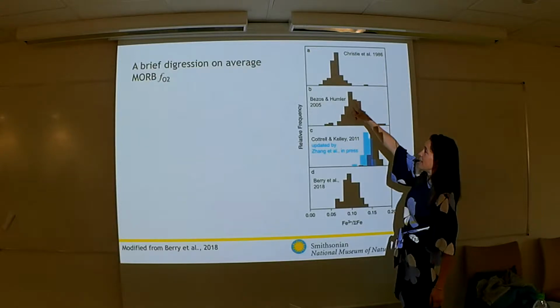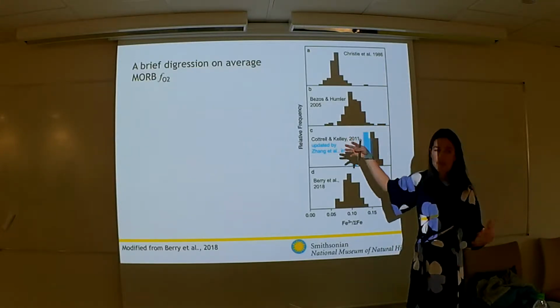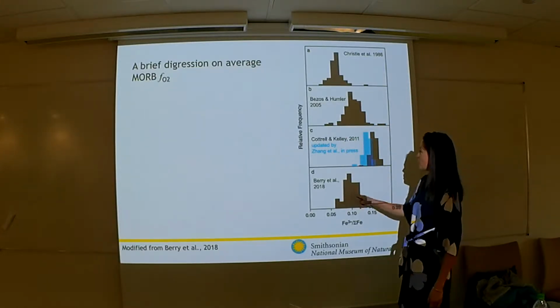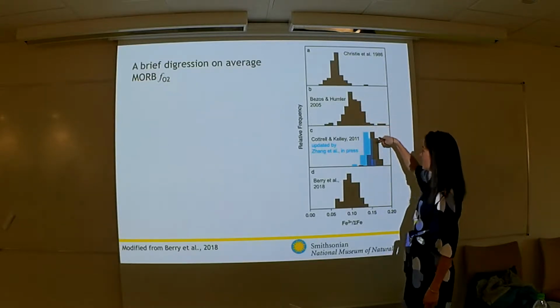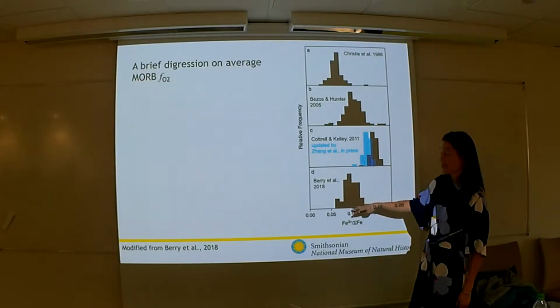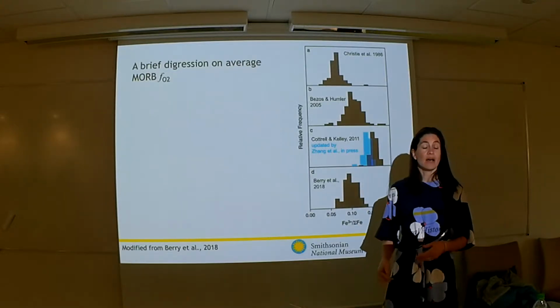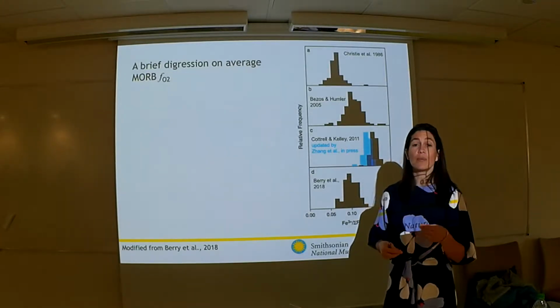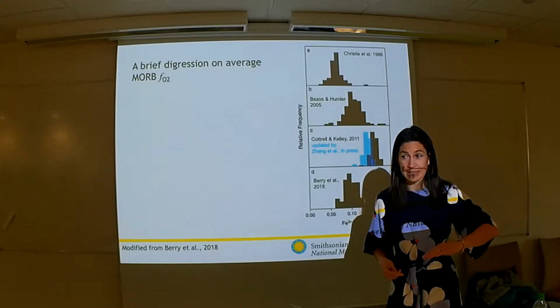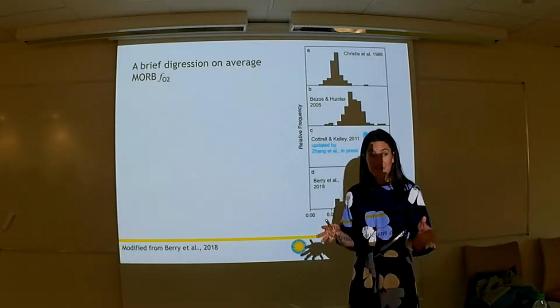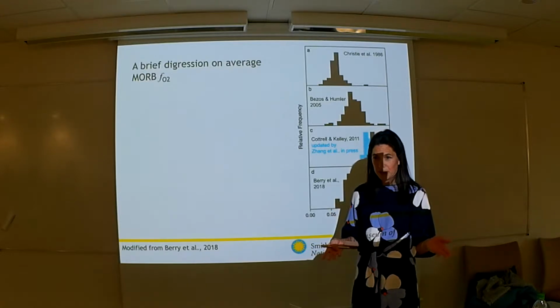The Christie et al. study, Bezos and Humler, these are now MORB basalts. So this is like 100 glasses, and 42 basalts from Berry, and they get a mean of 10%. Okay? Also by Zanes, also with Mossbauer spectroscopy as the baseline. So they've put forward a very different, a very new interpretation of Mossbauer spectra.